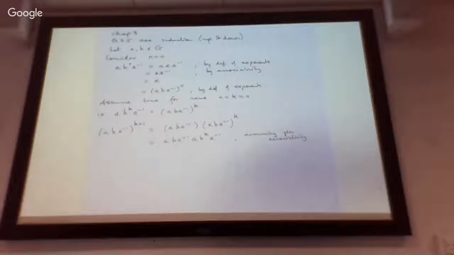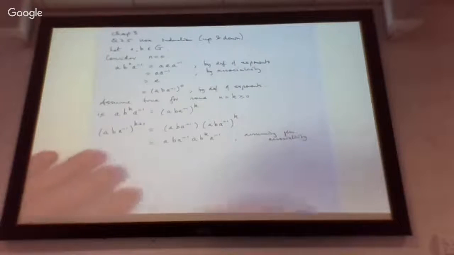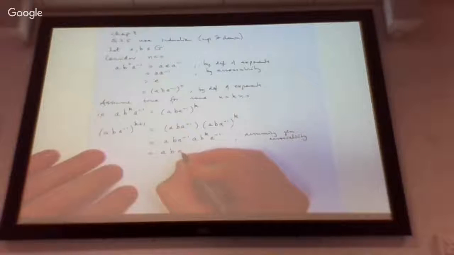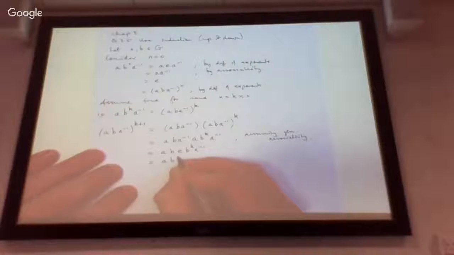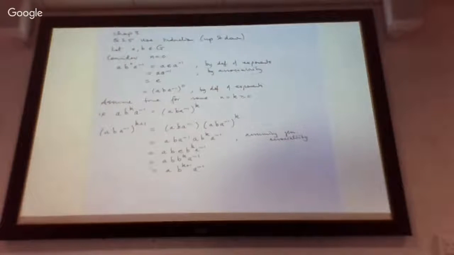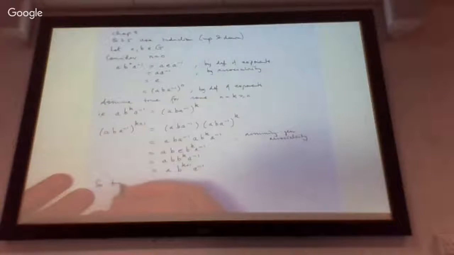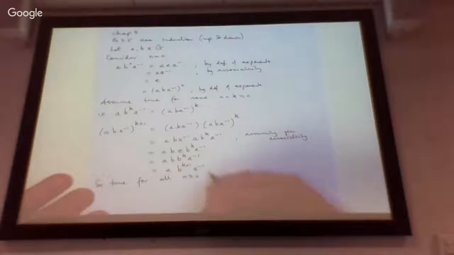So you can see what's going to happen, of course. The a and the a inverse cancel. Then you've got a b beside a b to the k, a being the identity, b to the k, a inverse. The identity essentially makes no difference. So this is a, b to the k plus 1, a inverse. And that's the result we need. That's the result for n equals k plus 1. So true for all non-negative n by induction.